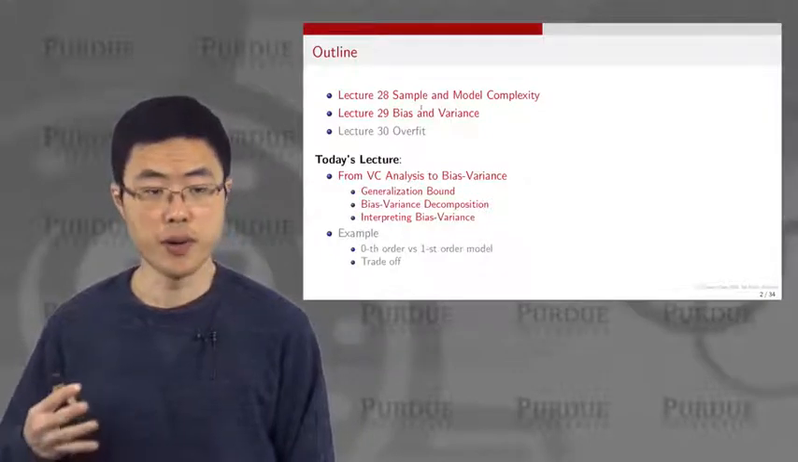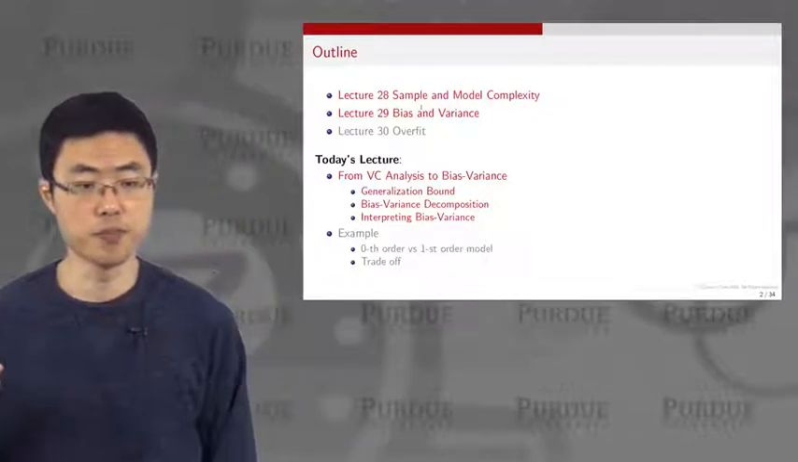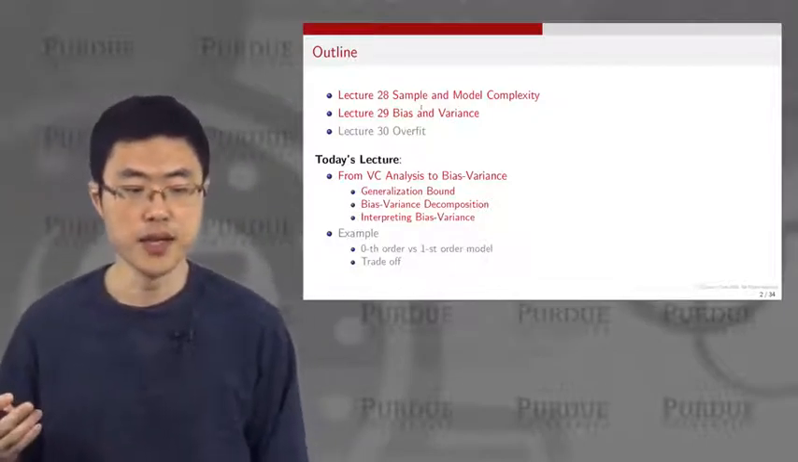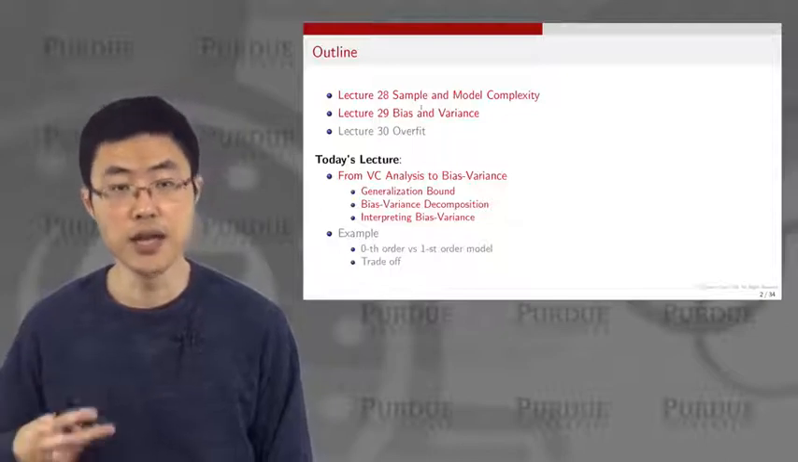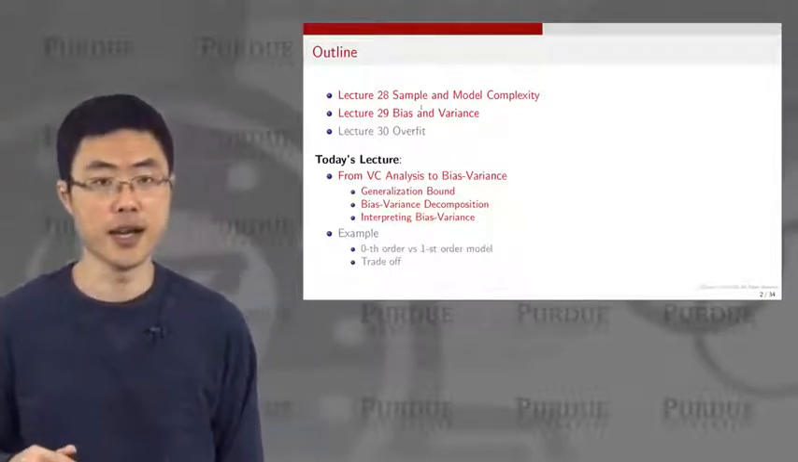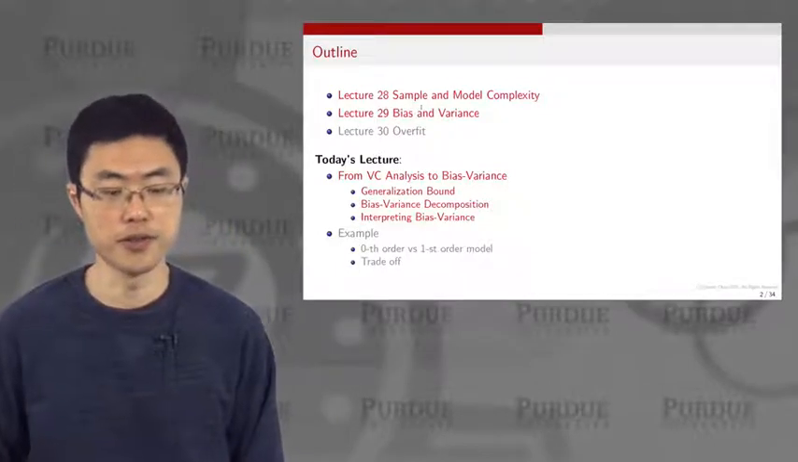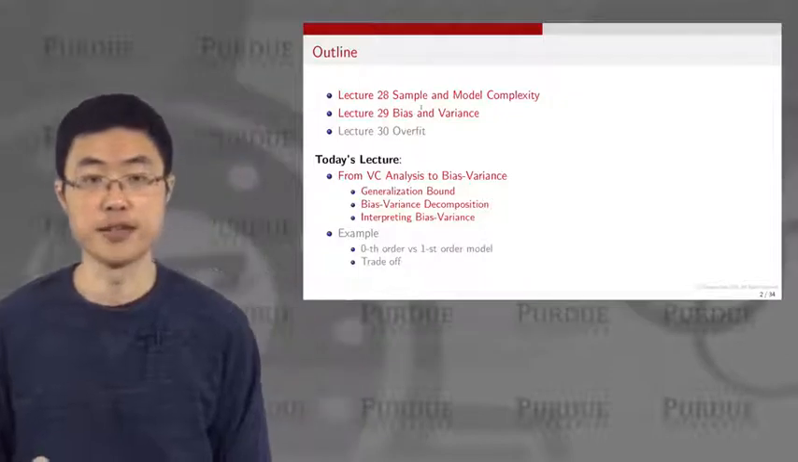We want to look at two parts. One is how do we go from the VC analysis to the bias and variance analysis. And we want to understand this notion of bias and variance decomposition, and how do we interpret this bias and variance. Then in the second half of the lecture, we will talk about several examples and try to understand there's a trade-off curve between the bias and variance.